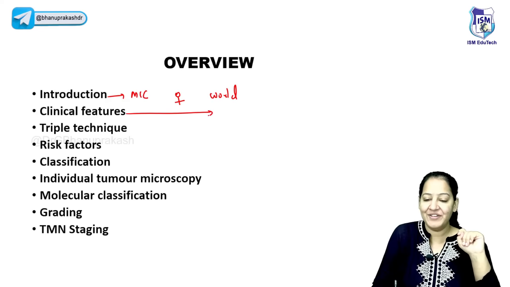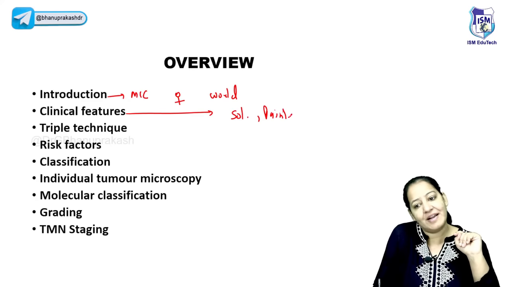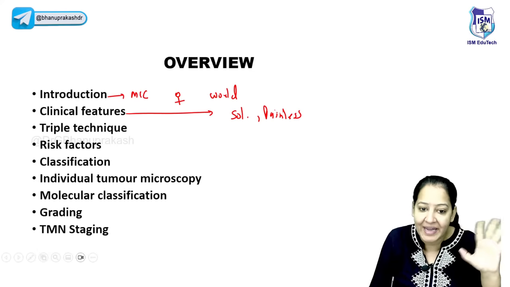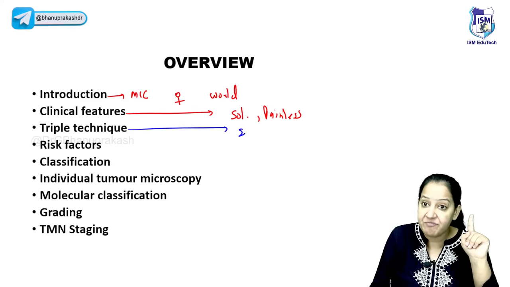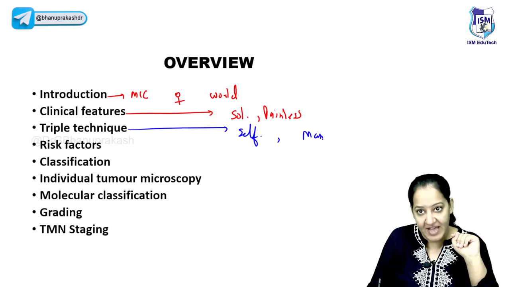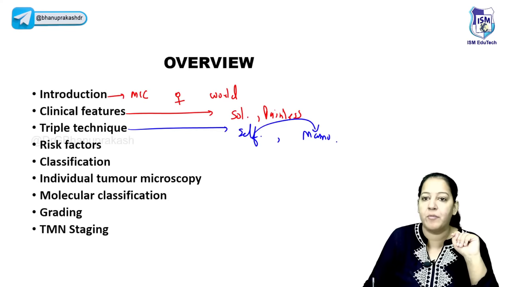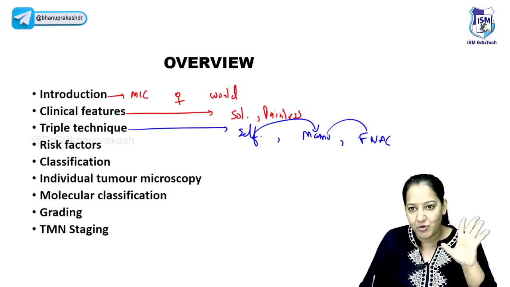Okay, I told you the clinical features: it is a solitary, single, painless mass that the female can palpate, but there is no pain in that. I told you three techniques to diagnose. Number one, self palpation. The female can palpate that mass. Number two, mammography has to be done. If she can palpate, confirm on mammography and then confirm on FNAC. I told you what FNAC is, and how to perform it.